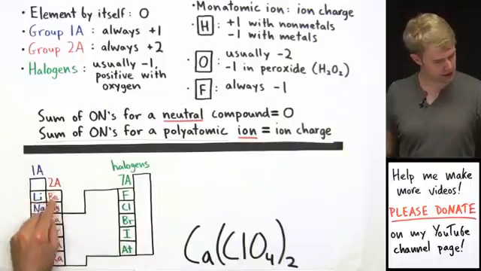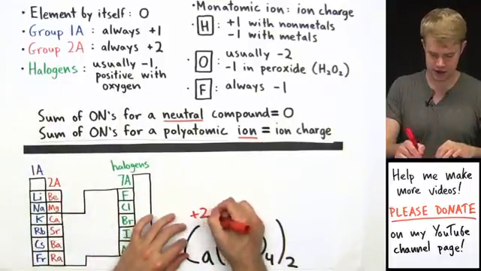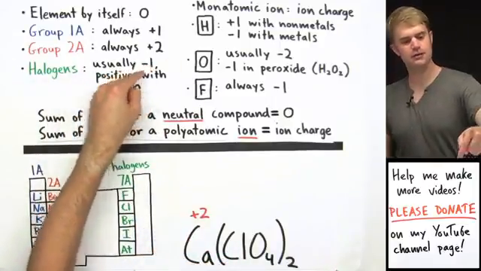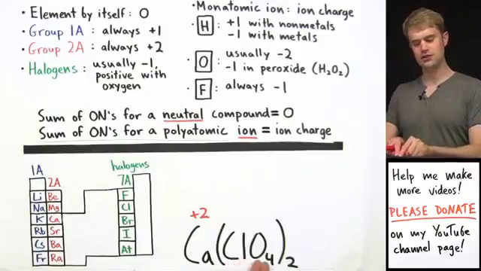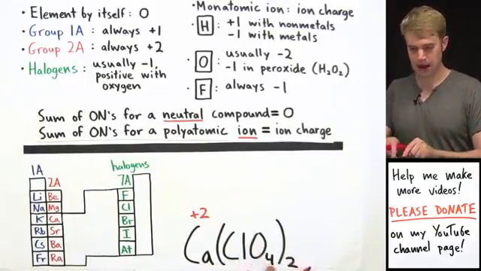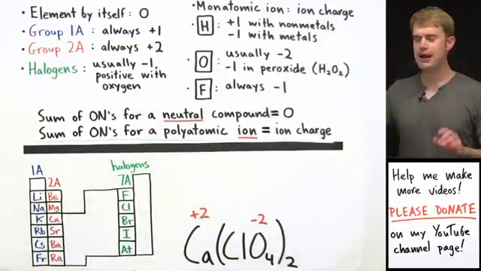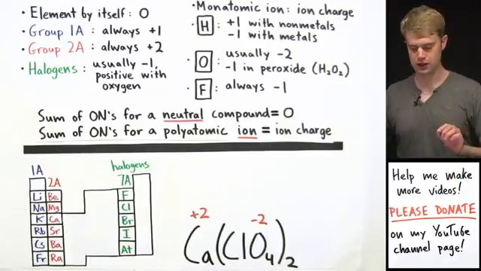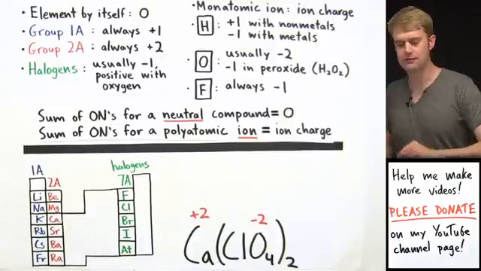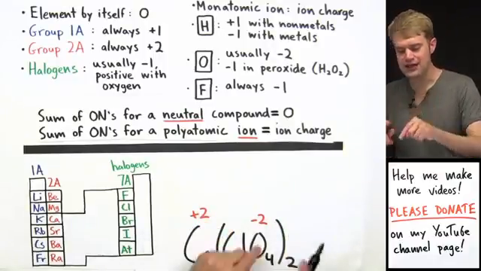Ca, calcium, is in group 2A, so it's going to have an oxidation number of +2. Cl is a halogen. It's usually going to be -1, but it's going to be positive with oxygen. There's oxygen here, so we've got to figure out Cl's oxidation number later. Oxygen here is usually -2, so I'm going to write that in. Now it's time for some multiplication, but we've got to be particularly careful because there are these parentheses and the number outside the parentheses.